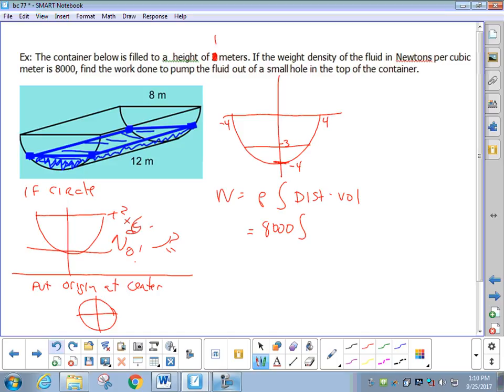The distance. There's a small hole at the top of the container. And remember, it's a semicircle, so it's not a full circle. So what's the distance you must pump each slice? 0 minus y. Because I put the origin at the top of the container, the top would be at level 0, and the bottom is y. So upper minus lower is 0 minus y.